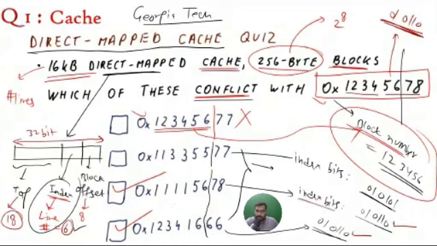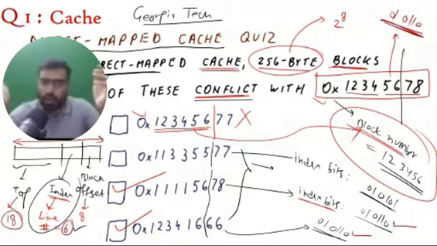Yes or no? See, option A will not be the answer because that will not conflict. The given address in your question and the option A address belong to the same block. Are you getting my point? They belong to the same block. So when you access from the main memory, the block will come into the cache memory. So these two addresses will never create any problem or conflict, because one address will never kick out the other address, right?